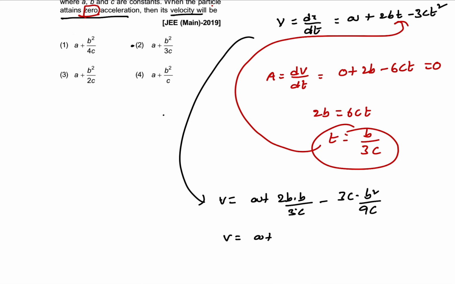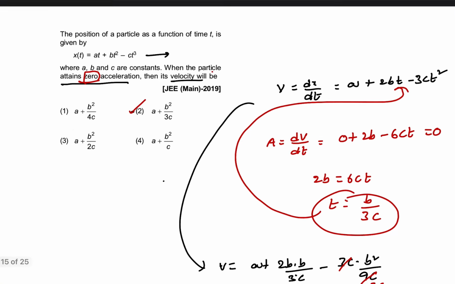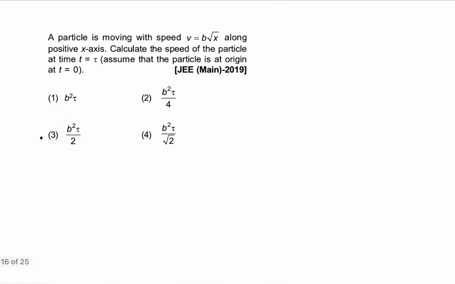So v is equal to (a + 2b²)/(3c)... the 3c and 9c cancel. 2b² by 3c minus b² divided by 3c, you can get (a + b²) divided by 3c. This is the required answer. Observe this carefully.